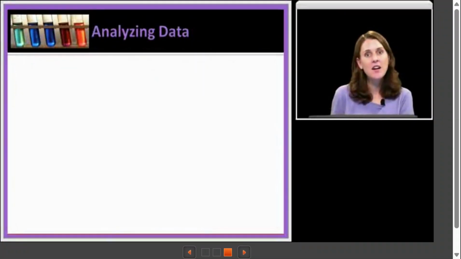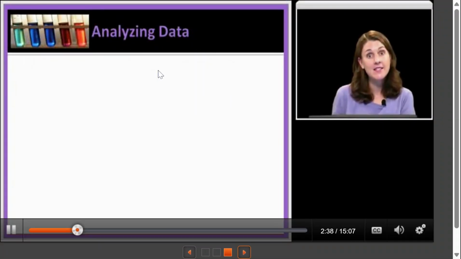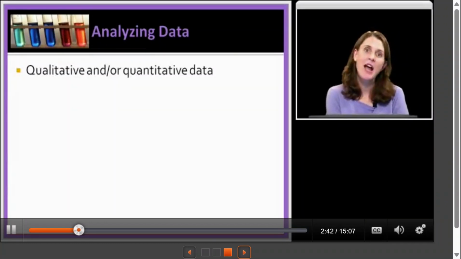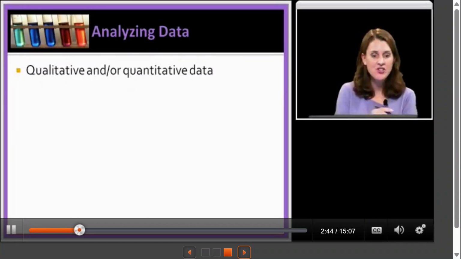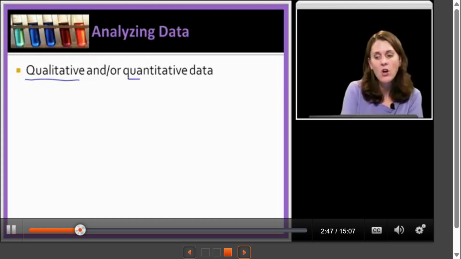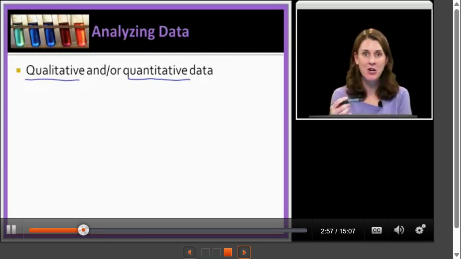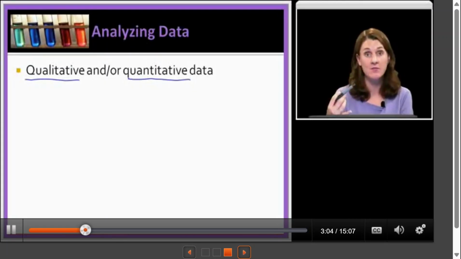All right, so let's start by discussing how to analyze data at the end of an experiment. Remember when we talked about observations, and we said that observations could be qualitative or quantitative. Well, the same goes for data. Qualitative meant you're describing something, but it is not in number format. It is not numerical. So for example, if you recorded the color of a substance, that would be qualitative data.